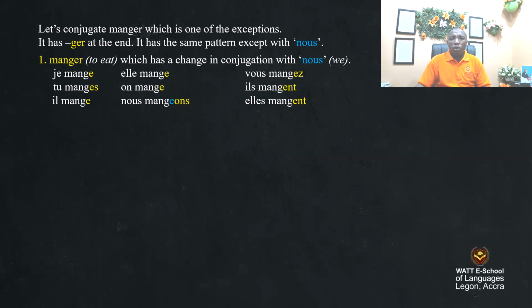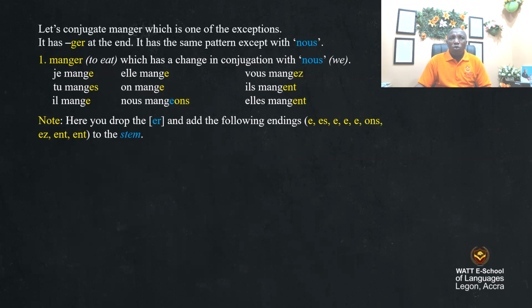When you look at nous mangeons, there's an E there. The E does not sound, so you say nous mangeons, not how some people pronounce it. The E is there simply because the G is before a vowel like O. If you do not bring the E, the G will sound like K to give you the sound mangon, which is not correct because the stem does not give the sound K, it is J. So therefore, we need to put an E there to have the sound J. Here you drop the ER and add the following ending.